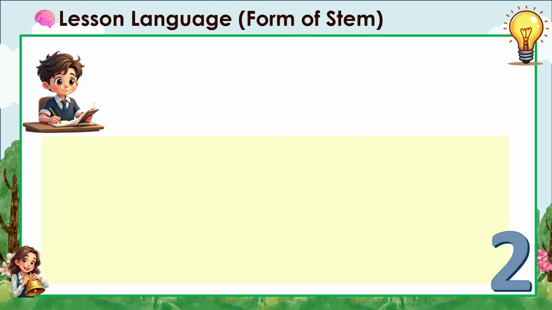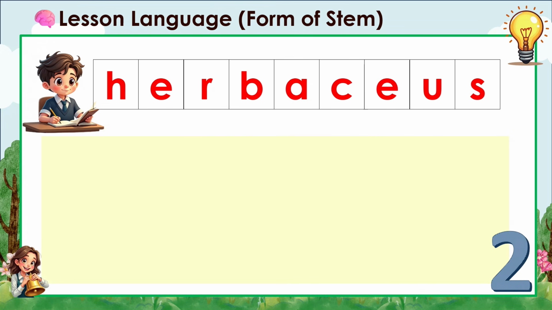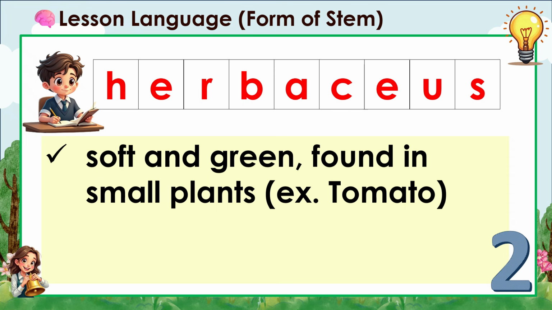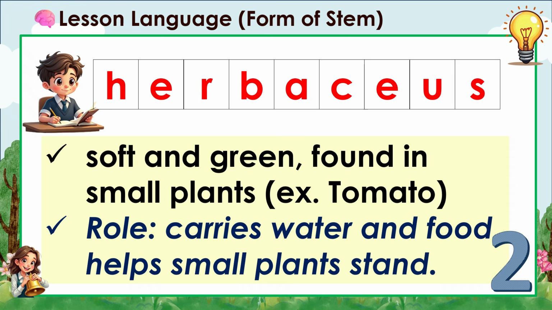Our second form of stem is herbaceous. Herbaceous. Herbaceous. It is soft and green, found in small plants. A good example is a tomato. Its role, it carries water and food and helps small plants stand.